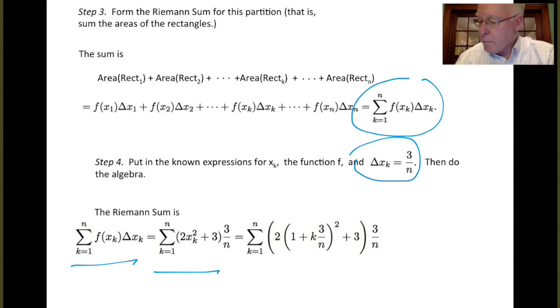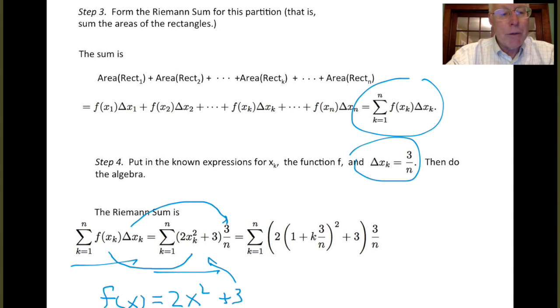I've done this in 2 steps. We first put in the 3 over n for the delta x k's, and the f, remember, takes whatever is in parentheses, squares it, multiplies by 2, and then adds 3. We want to do that to the x sub k, which is in the parentheses in the sum. Of course, we took great care mapping out what those x sub k's are, and x sub k is given by this. So the 2 x sub k squared becomes twice 1 plus k times 3 over n, squared, plus 3.